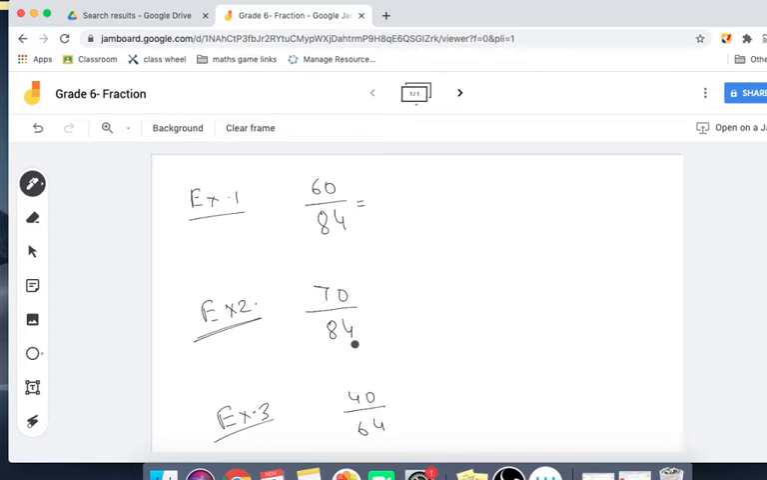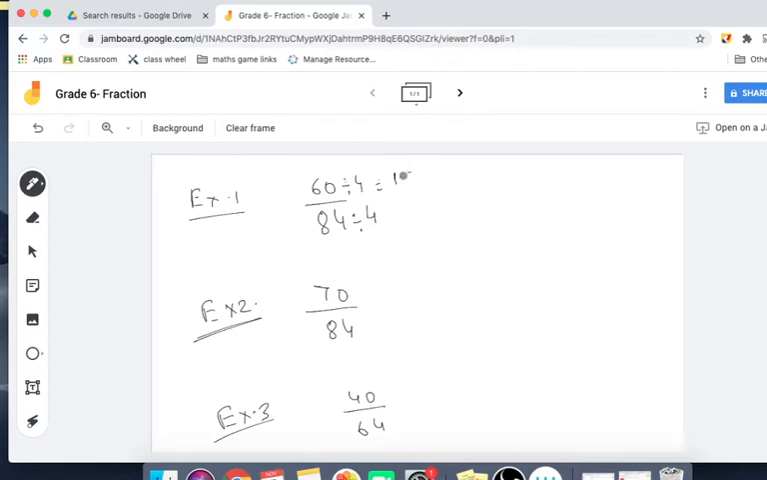Hope you have done it. So I will be explaining the same. 60 divided by 84, how can we reduce this fraction? If we divide both the numerator and denominator, let's say it is divisible by 2, by 3, by 4, right? So let's start with 4. You can try it with any other number, it is okay.